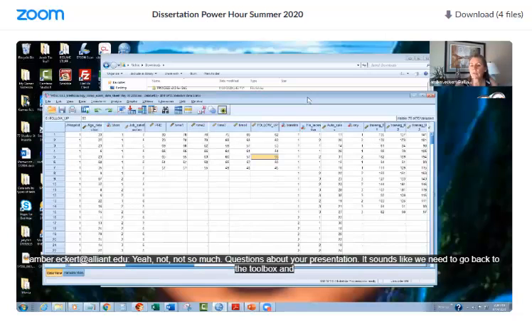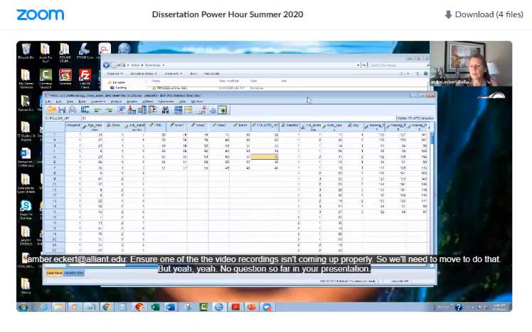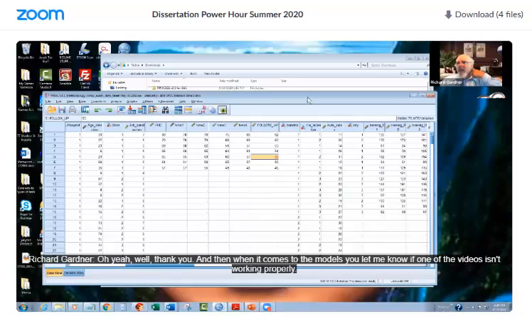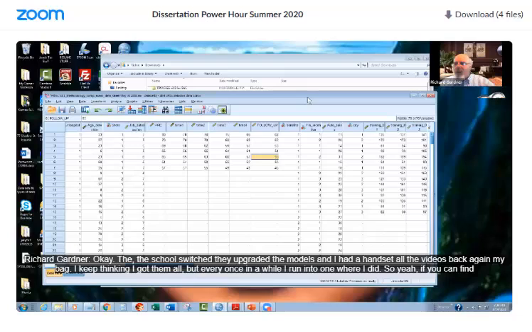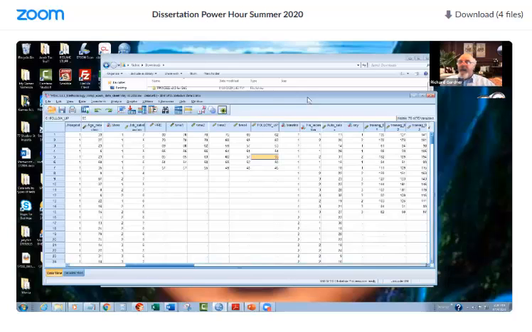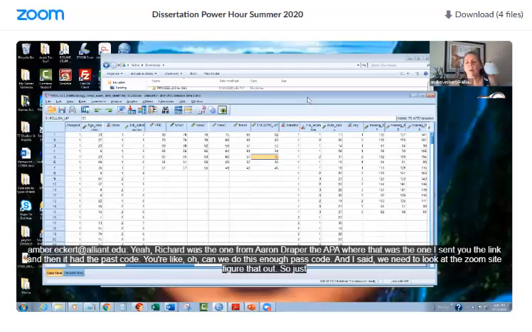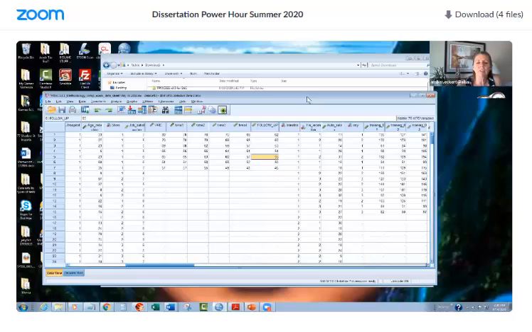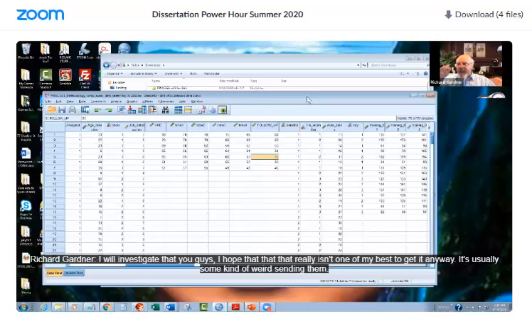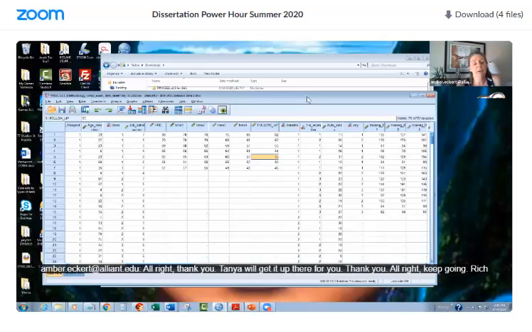It sounds like we need to go back to the toolbox and ensure one of the video recordings isn't coming up properly. So we'll need to do that. But yeah, no questions so far in your presentation. Good stuff. Yeah. Well, thank you. And when it comes to the Moodles, you let me know if one of the videos isn't working properly. The school upgraded the Moodles, and I had to hand set all the videos back again. And I keep thinking I got them all, but every once in a while I run into one where I didn't. Yeah, Rich, it was the one from Aaron Draper, the APA, where I sent you the link, and then it had the passcode, and you asked if we could do this without the passcode, and I said we need to look at the Zoom site. I will investigate that. That really isn't one of mine, but I'll investigate it anyway. It's usually some kind of weird setting on Google. All right, thank you. See, Tanya, we'll get it up there for you. Thank you. All right, keep going, Rich.